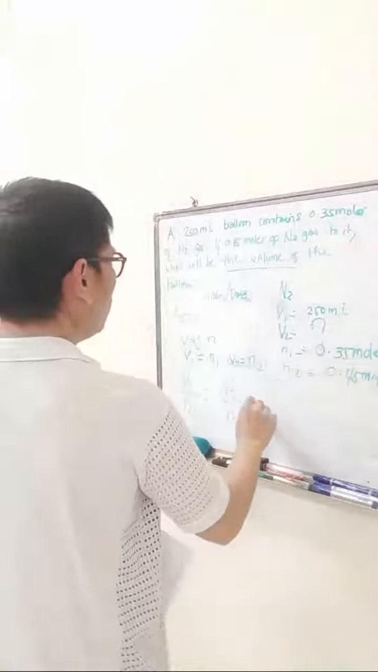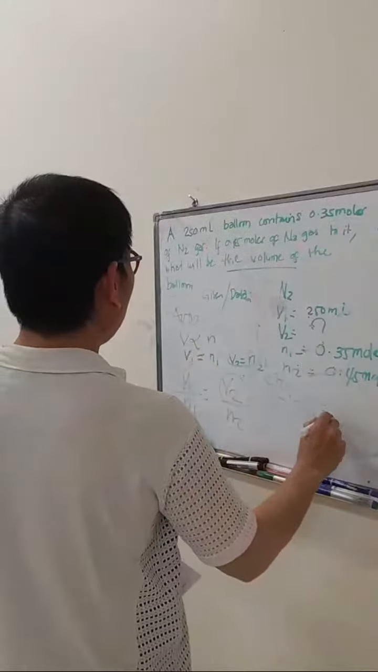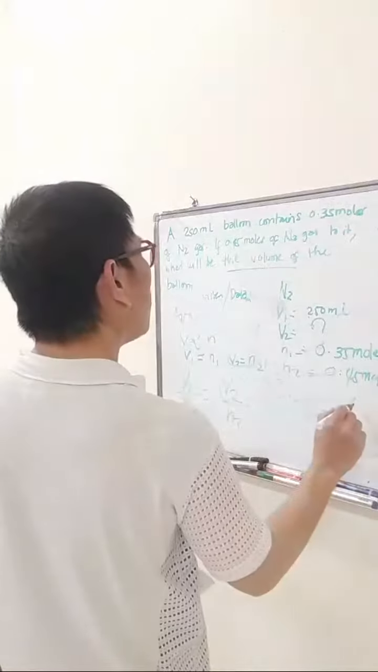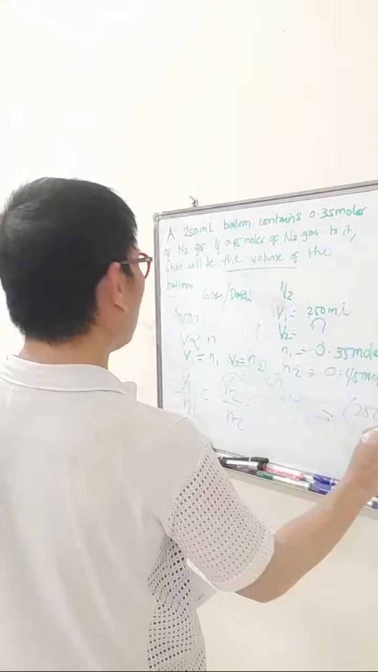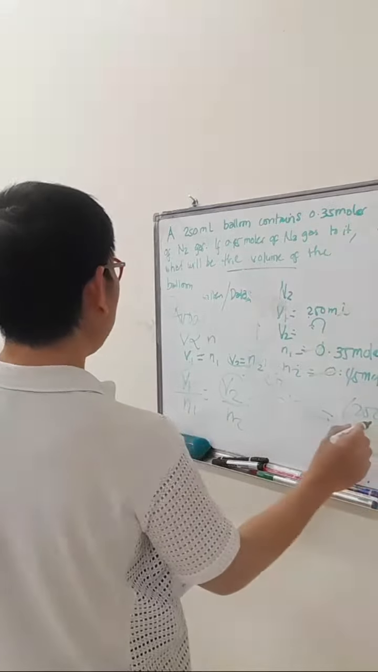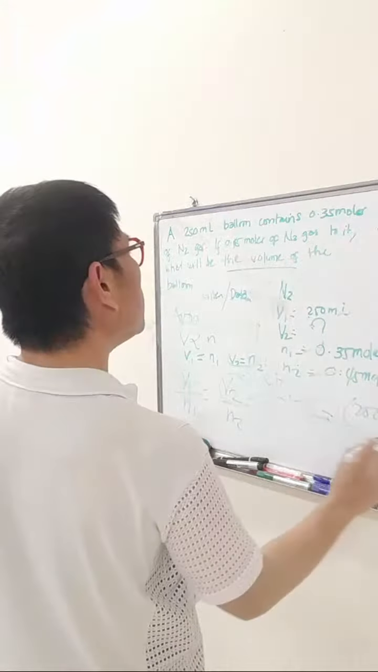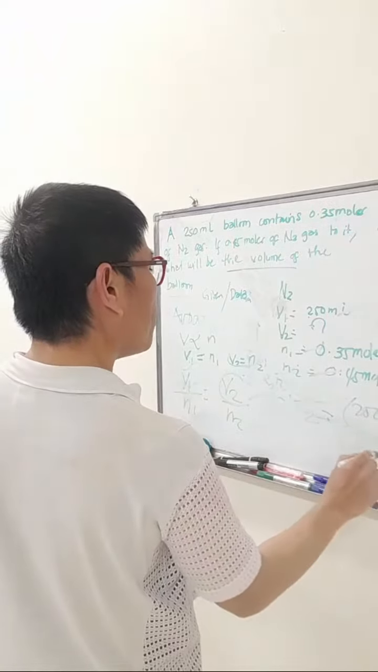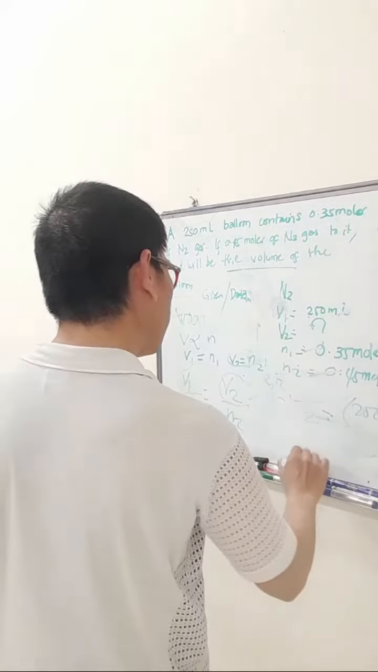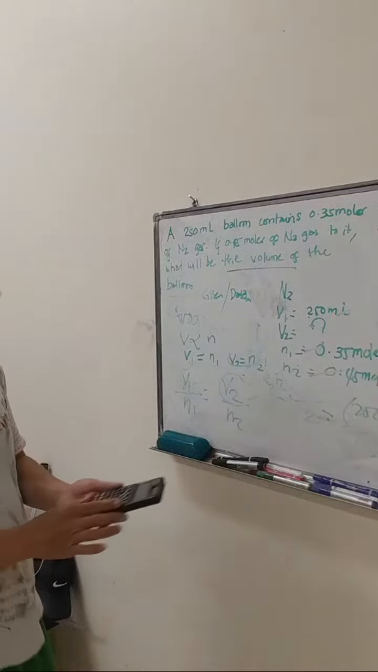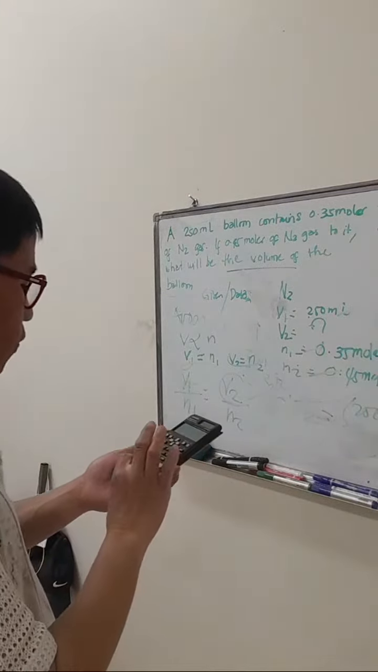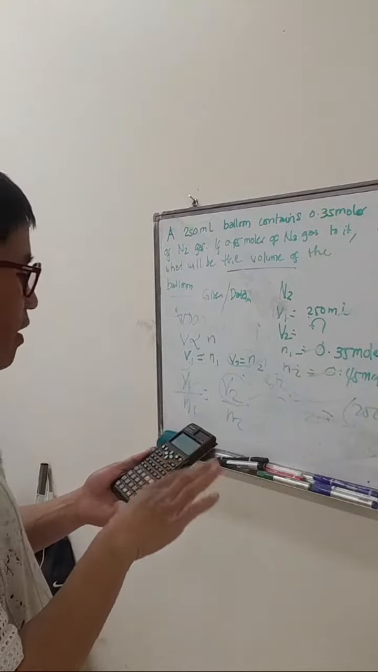So V2 is equal to V1 times N1 over N2, which is 250 times 0.35 over 0.45. What is the answer for the volume V2, guys? Go ahead and try. Okay, so 250, remember?